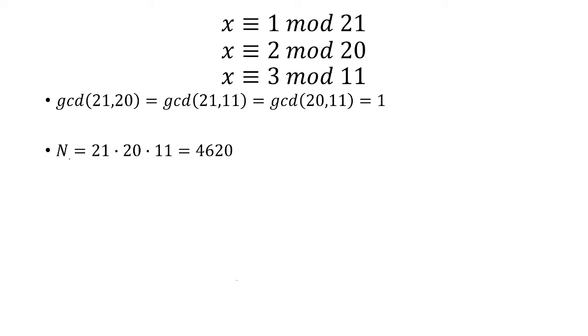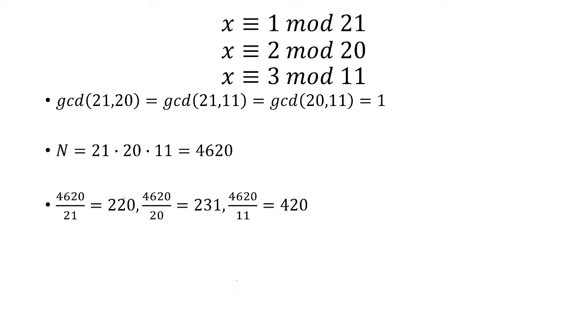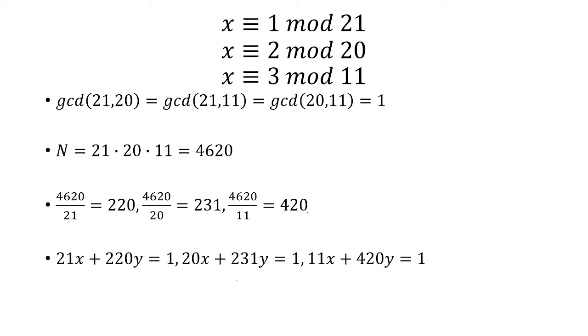Now we're going to find capital N as the product of 21, 20, and 11, which is 4,620. And we're going to divide that by each of these, so 21, 20, and 11. So we get 220, 231, and 420. And so we can solve now for x and y for these Diophantine equations.